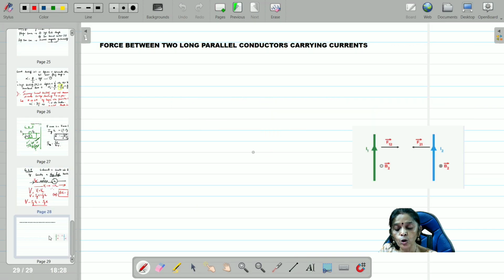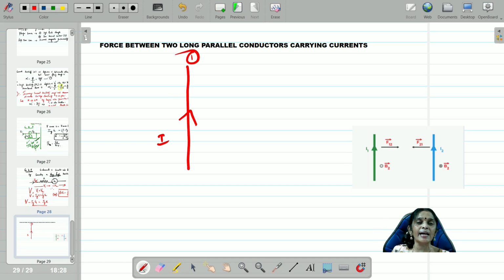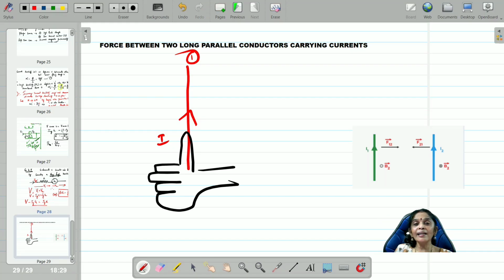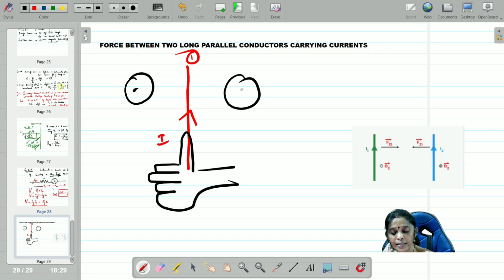The last one, force between two long parallel conductors carrying current. I have taken only one conductor, children. You tell me right and left hand side, what's the direction of magnetic field? How do we find out? Very simple. Quickly use the right hand thumb rule. Direction of the magnetic field is towards the right and left hand side of the wire. Towards the left hand side of the wire, it is outwards. Towards the right hand side of the wire, into. Same thing here, into, here outwards.